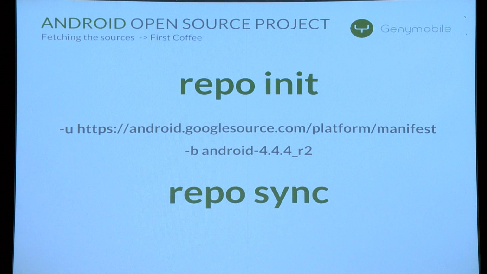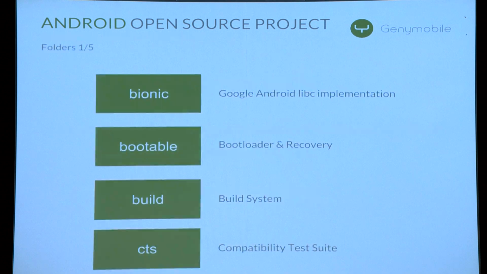When it's downloading, let's look at what you will find in your directories. So first, you will have a folder called Bionic. Bionic is the rewrite of the C library for Android. Google started that from scratch instead of using the libc that you may have on your computer. It's optimized for embedding and for a small size.